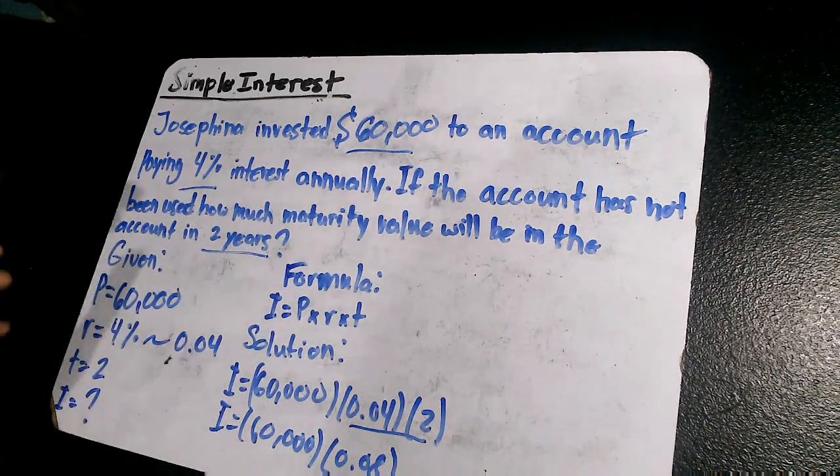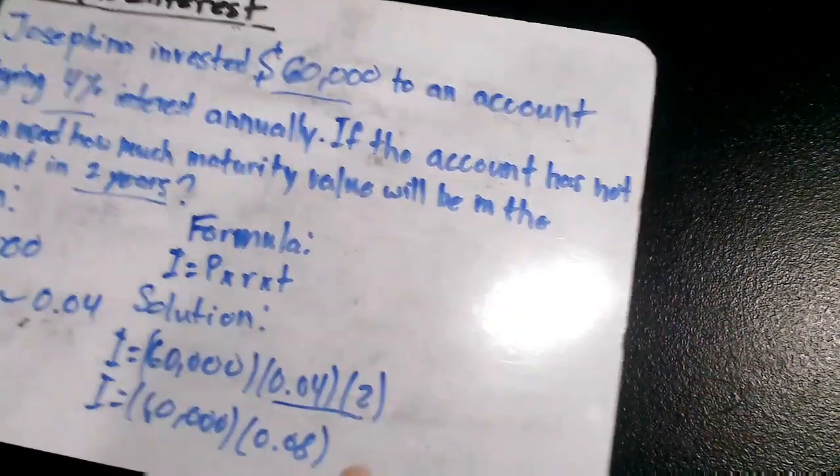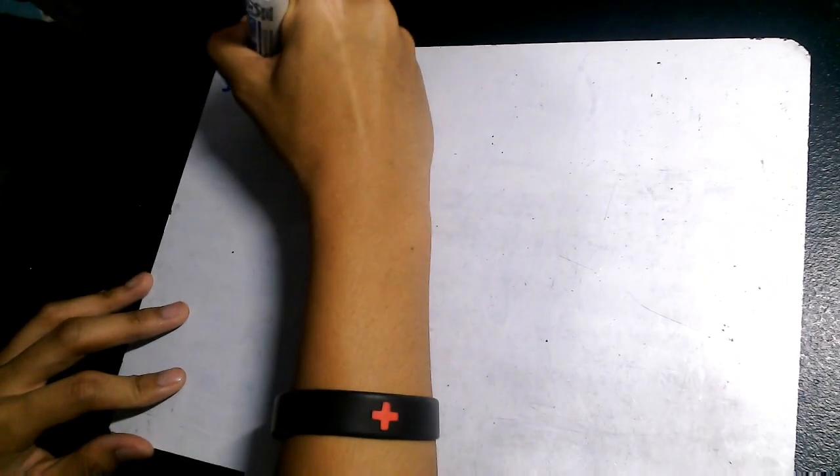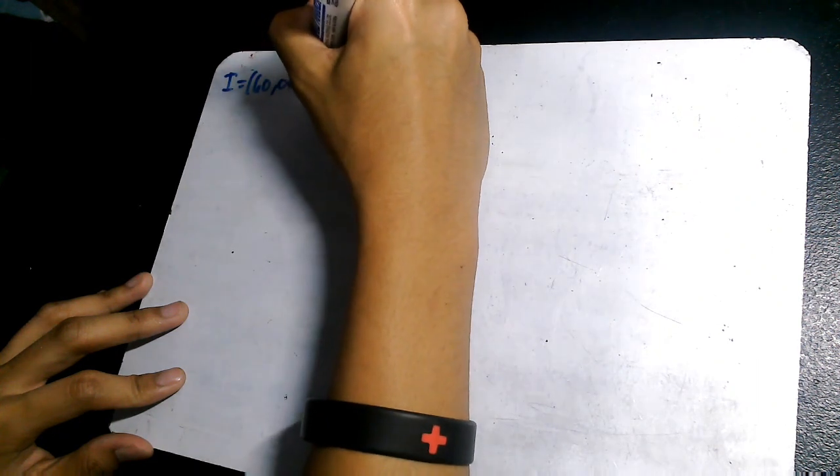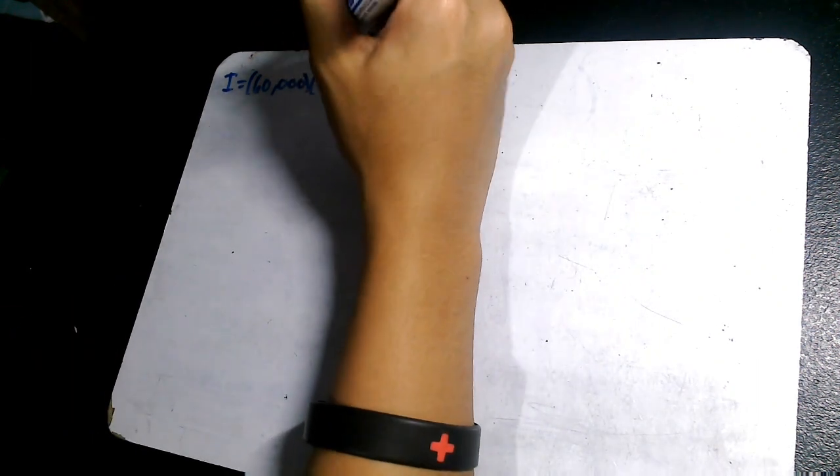Let us move to the back side since it is already full. I equals 60,000. Just copy the answer earlier, times 0.08. And 60,000 times 0.08 is, I equals 4,800.